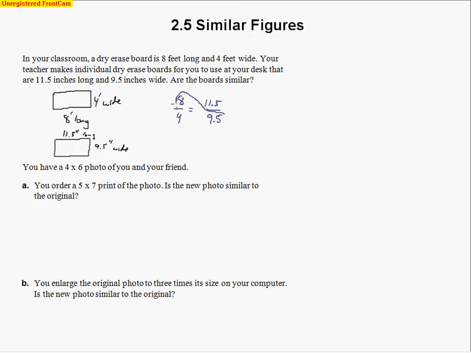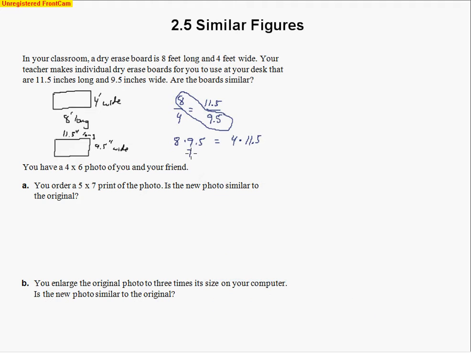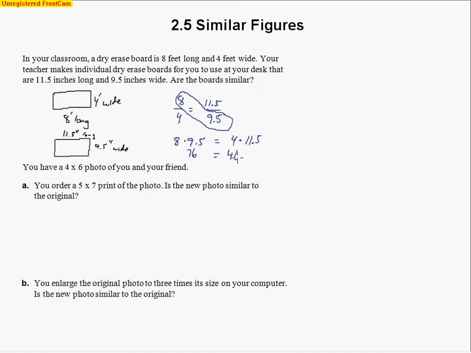So I'll cross multiply to check to see if these are the same number. 8 times 9.5, and then I'm going to see if that equals 4 times 11.5. Well, we'll go ahead and punch those numbers in the calculator, and I see that 8 times 9.5 gives me 76. And it makes sense because 8 times 9 is 72, half of 8 is 4, 72 and 4 makes 76. So let's check the other one. We have 11.5 times 4, and that gives me 46. And that makes sense too, because 4 times 11 is 44, half of 4 is 2, 44 and 2 do make 46.